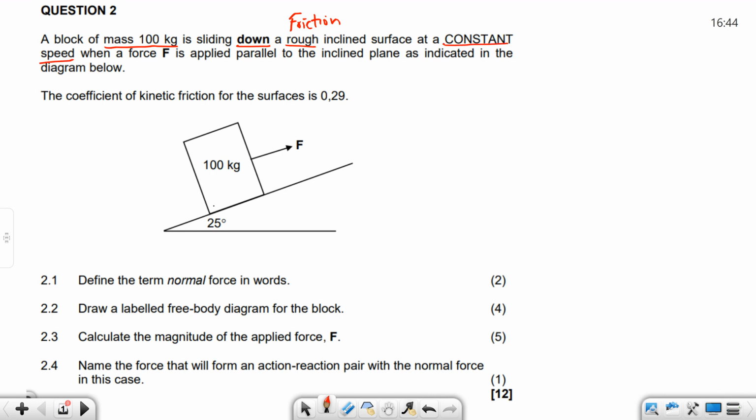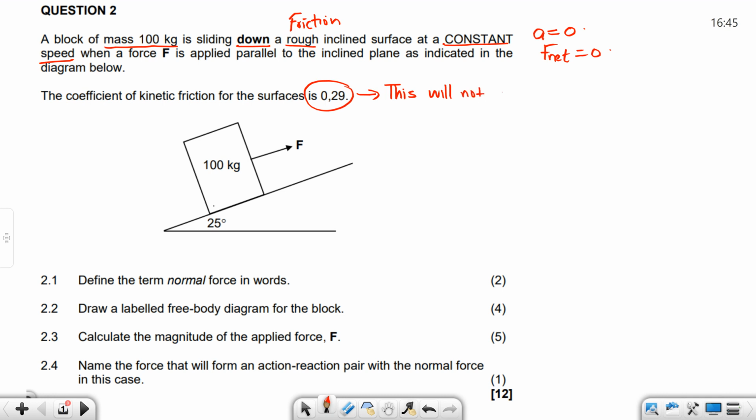At a constant speed. Very important as well. When you see constant speed, it means acceleration equals 0. Net force as well should be equal to 0. Why? Final velocity is the same as initial velocity. Now, the kinetic frictional coefficient is 0.29. Please, let's quickly talk about this. This will not change. They like this question.